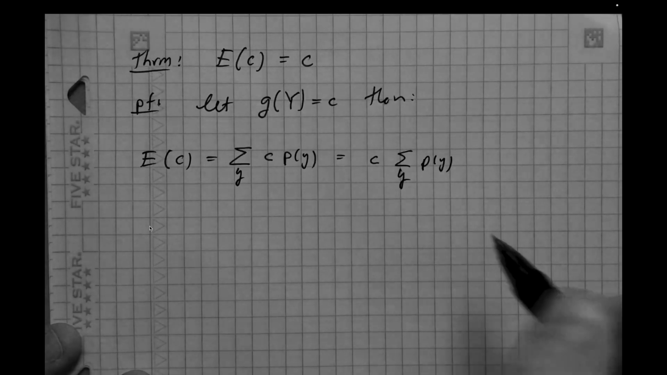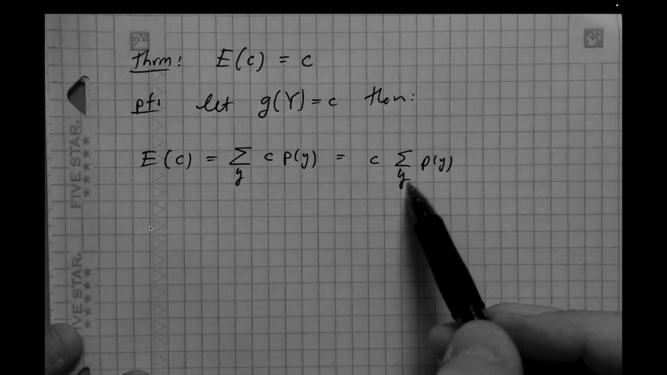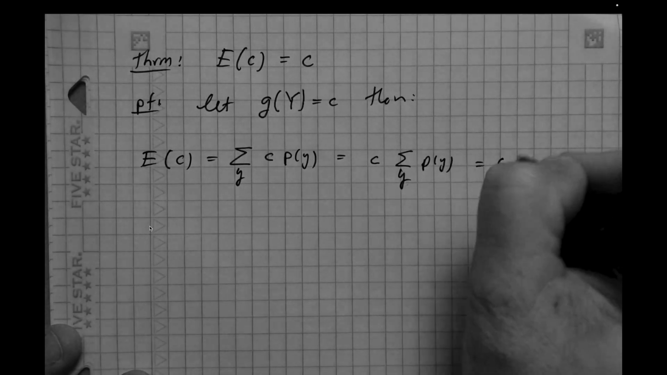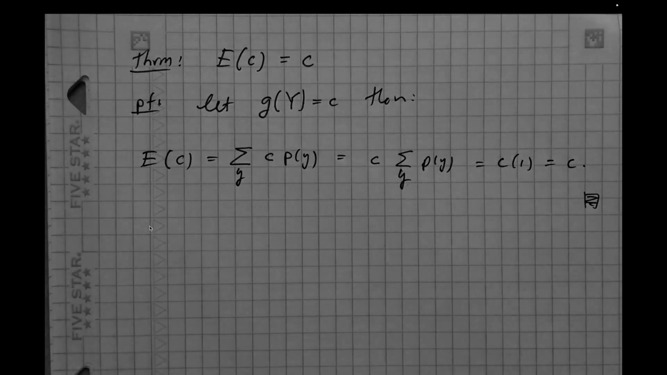And you have this. And then, of course, what is the sum over all the probabilities of y? Well, that's equal to 1, right? And so we can see that the expectation of a constant is itself.